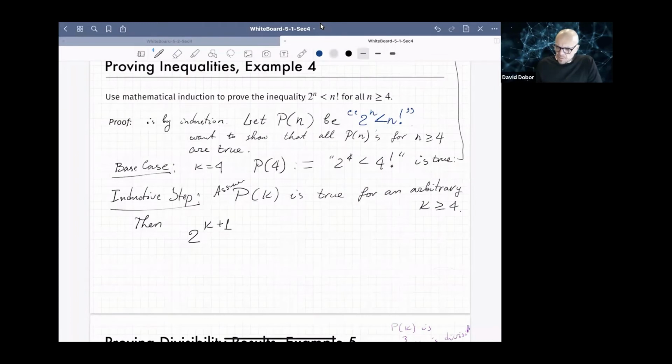I want to prove that 2 to the k plus 1 is less than k plus 1 factorial. That's what I want to show. I don't know if it's true, but apparently it is. Now, I want to use the inductive hypothesis somewhere. Let me write it down step by step. 2 to the k plus first power is going to be 2 times 2 to the k. That's by algebra.